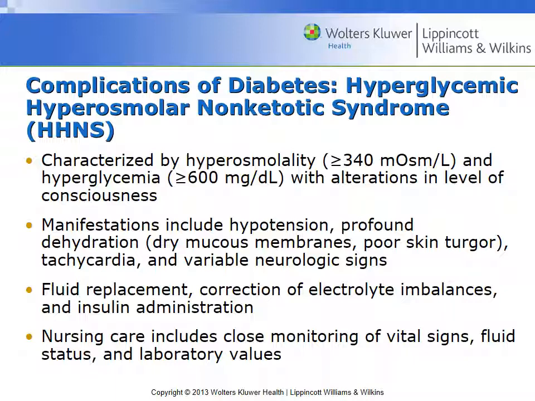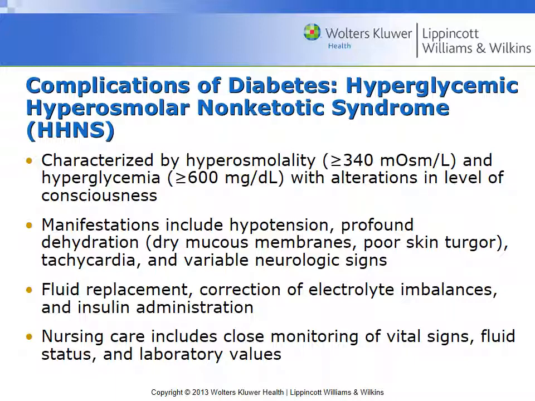Complications of diabetes: hyperglycemic hyperosmolar non-ketotic syndrome, HHNS. HHNS is characterized by a hyperosmolality of greater than 340 milliosmoles per liter in the serum, and hyperglycemia of greater than 600 milligrams per deciliter.